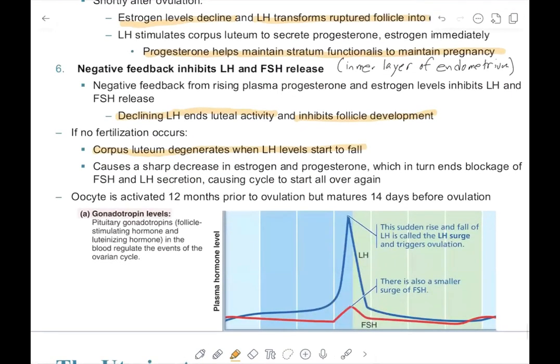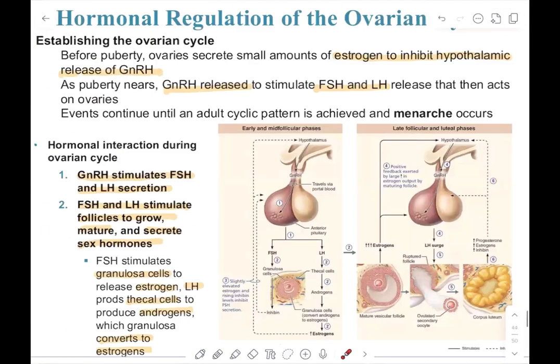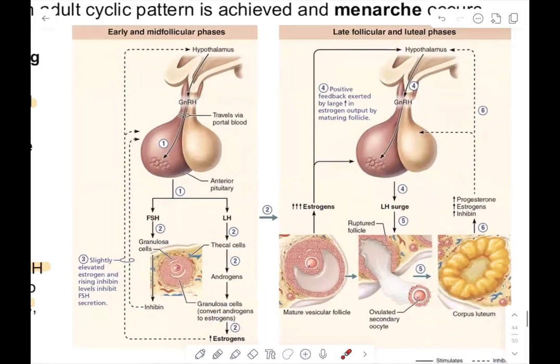So on this slide here, we're seeing the gonadotropin levels. And there's this increase in LH, which is going to, again, be responsible for triggering ovulation. There's also a small surge of FSH, but it's going to be the FSH here that is going to kind of pick a bunch of follicles here. Then there's going to be a decrease in it, and this is where the dominant follicle is selected. So let's go back to this slide here and look at those events.